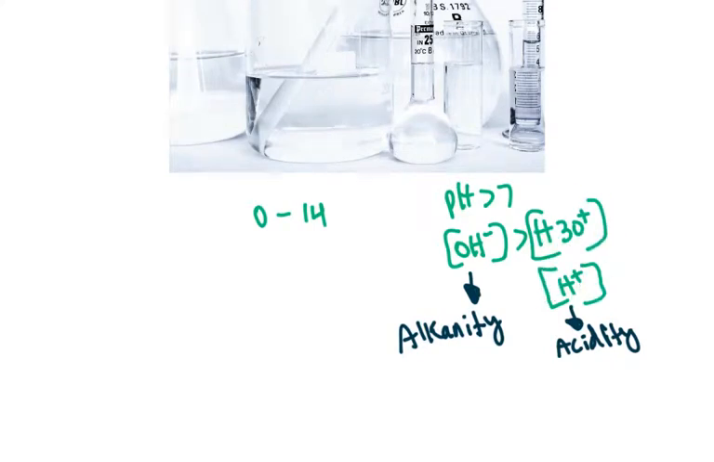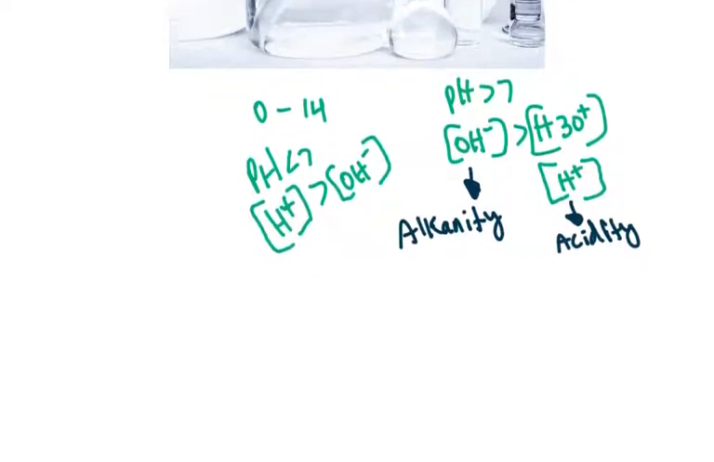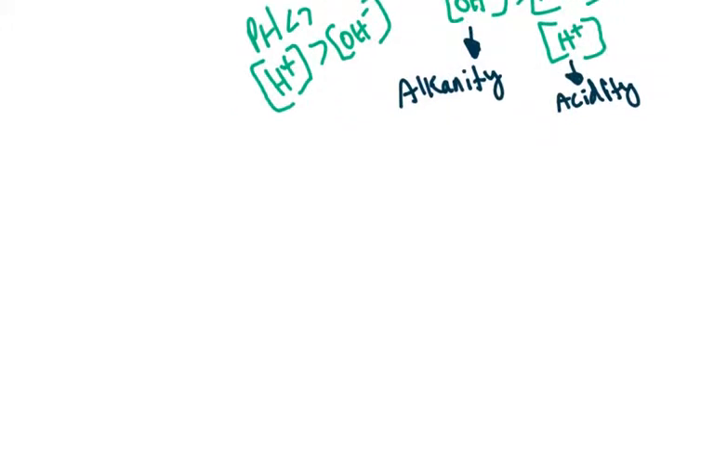If our pH is below 7, we know we have a higher H plus concentration in that specific solution than we do a hydroxyl concentration. So that's that, and now let's quickly talk about what the difference in H plus concentration and OH negative concentration is.